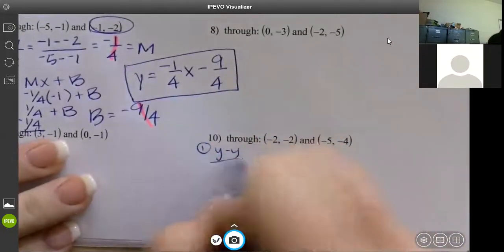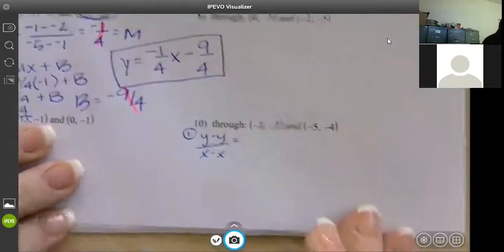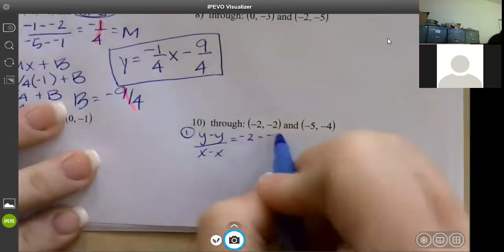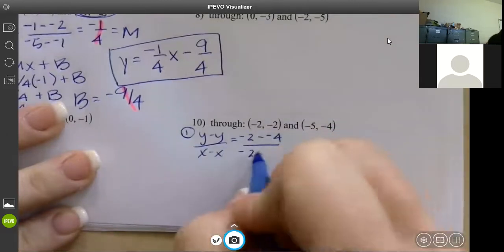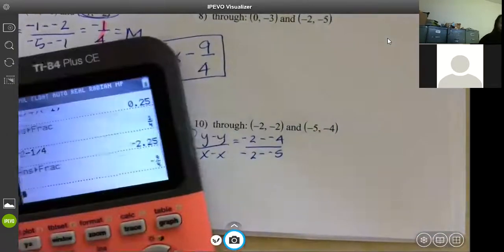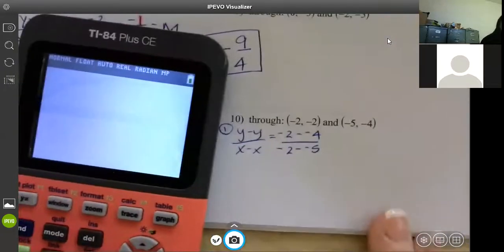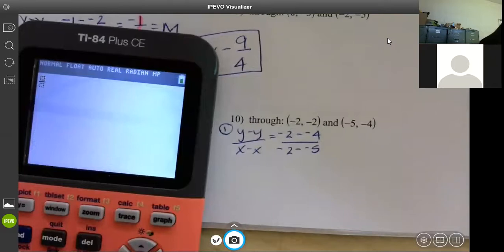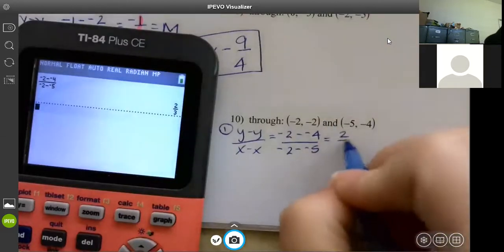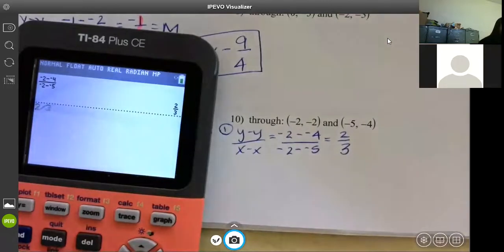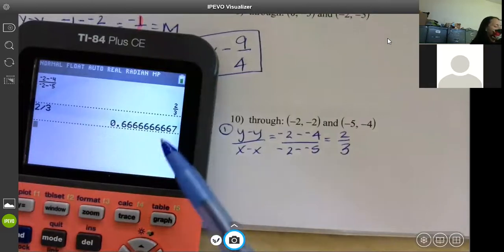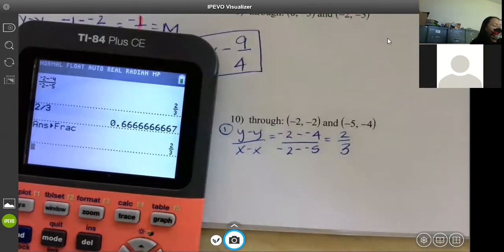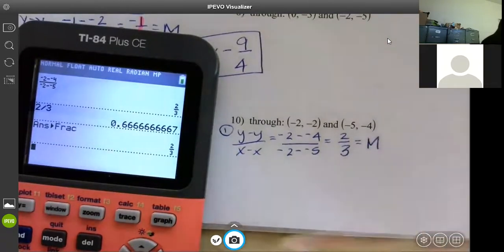First step, y minus y over x minus x. What are your 2 y's? -2 minus -4. Your 2 x's. So when I put that in my calculator, try to get it all in at the same time. Alpha y equals -2 minus -4 over -2 minus -5 gives me 2/3. If I do 2/3 regular, it gives me that repeating decimal that I said was really crappy that EDIA will not take. So if I got that, just hit math, enter, and get your 2/3. So that's your m.